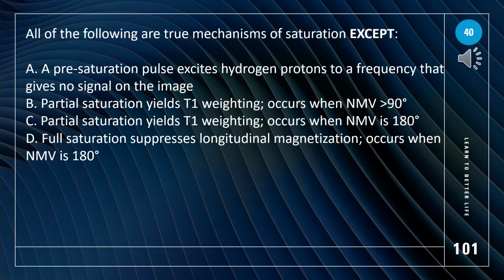All of the following are true mechanisms of saturation except A. A presaturation pulse excites hydrogen protons to a frequency that gives no signal on the image. B. Partial saturation yields T1 weighting, occurs when NMV is greater than 90 degrees. C. Partial saturation yields T1 weighting, occurs when NMV is 180 degrees. D. Full saturation suppresses longitudinal magnetization, occurs when NMV is 180 degrees. The answer is C.